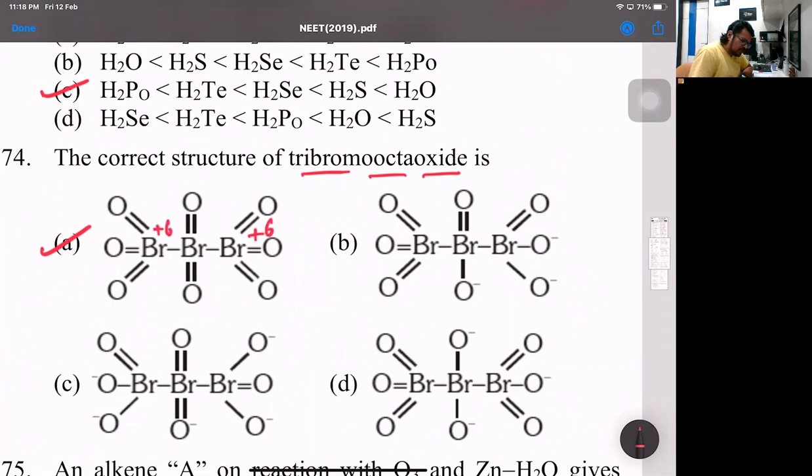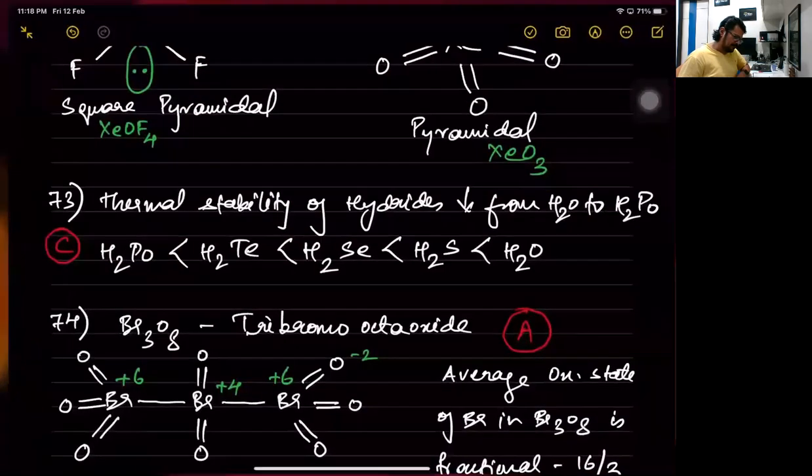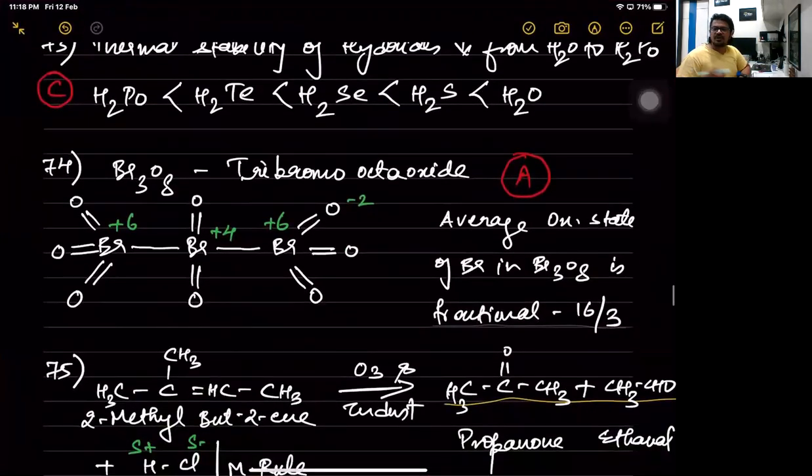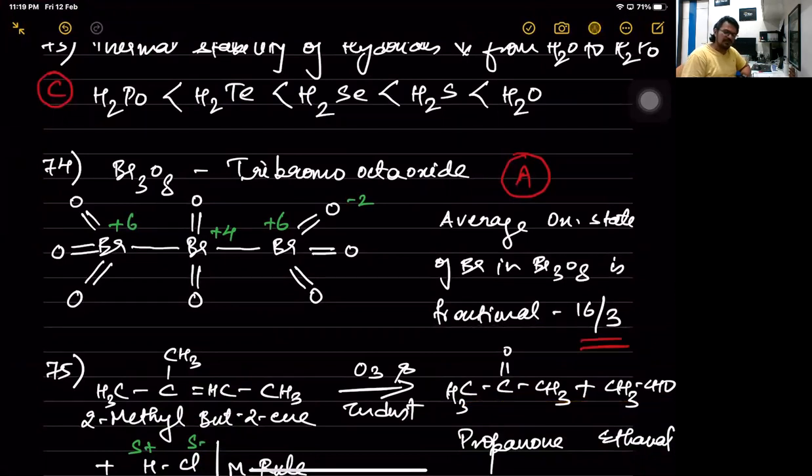And this Br in between is in +4. Common bonds are not taken. Okay. And each oxygen is in -2. So 74, that's A. Look at that. And if the question comes as average, then it is 16/3. That is 6 plus 6 plus 4, 16/3, because 3 bromine atoms. So it can't be an average here, which means you have to find for individual atoms like this. Clear? That's 74.